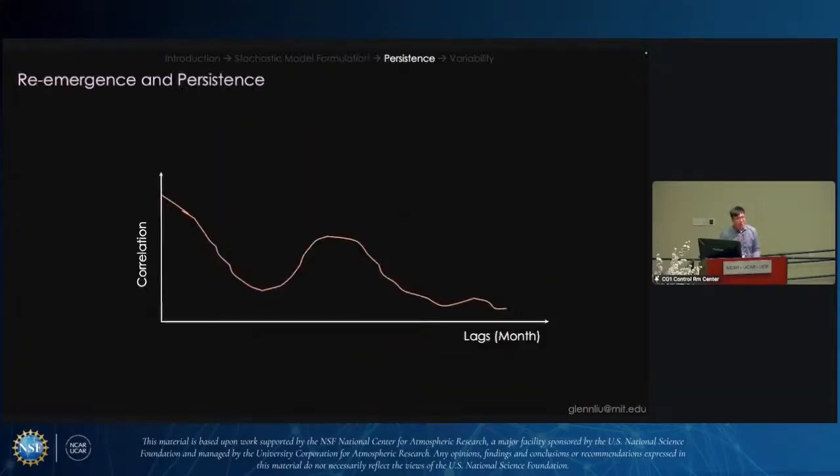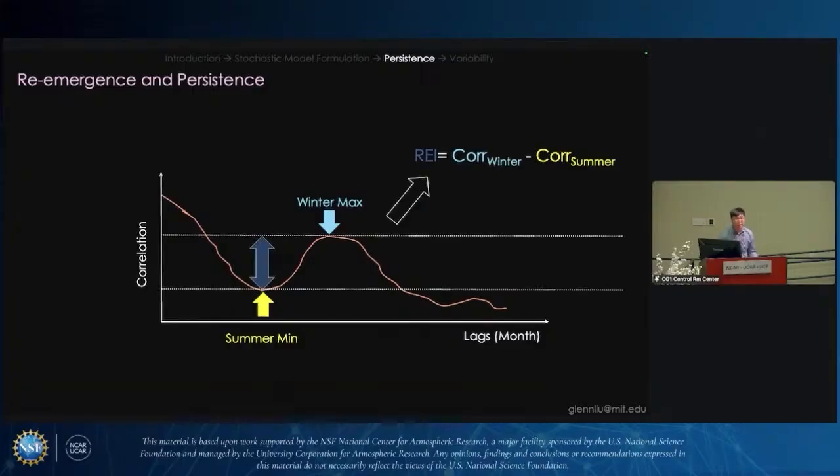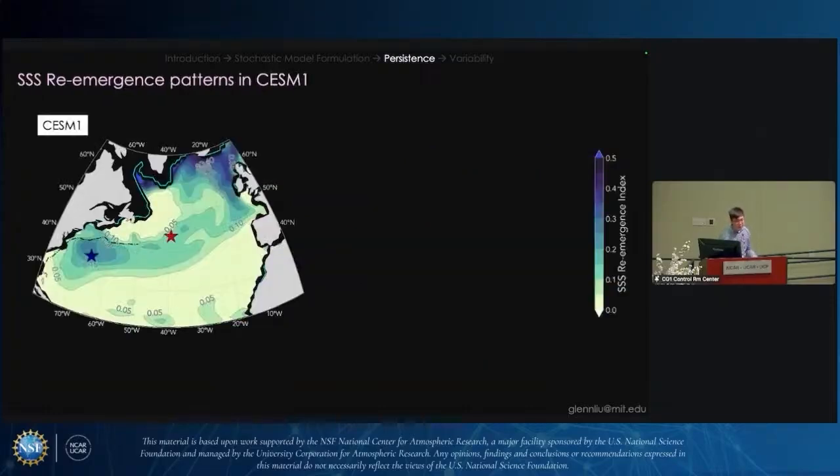So to start off, let's think about the autocorrelation function again, and a simple quantification of the strength of reemergence. You can just difference the winter maximum with the summer minimum to get an index of reemergence. How does this look in CESM1? We have the pattern here, strong reemergence where you have deep wintertime mixed layer depths, no surprise, and some larger values in the subtropics.